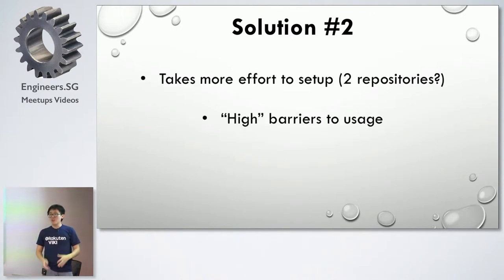But as you saw me just now, I'm fiddling through a lot of things. There are a lot of steps to set up this stubbing environment, and it takes a lot of effort. You have to maintain two repositories from now on: your main project as well as the project that you are using for the stub. And there are high barriers to usage. What do I mean by that?